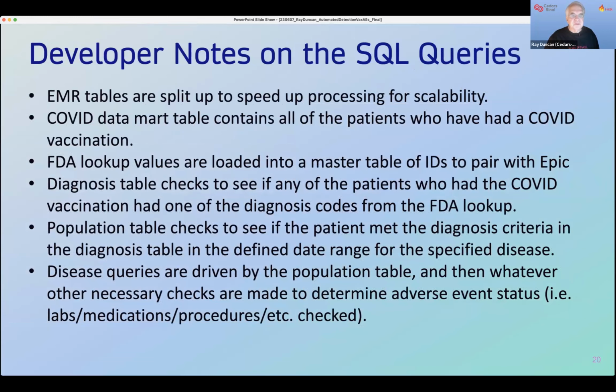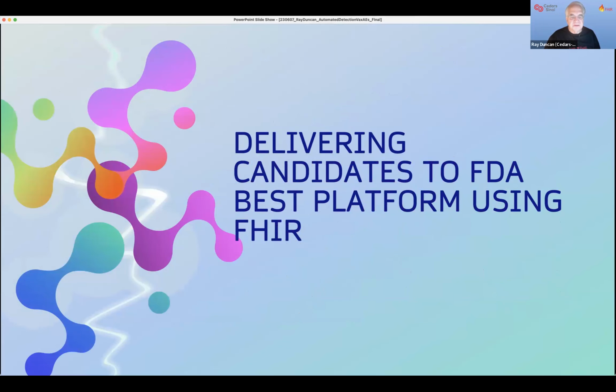The EMR tables are split up. After we marshal the data, after we establish the population, then we create some staging tables for population, for diagnosis, for vaccination, medication, and so on. It's easier to query against, and a lot faster to query against those materialized views than querying against the entire database, which is about 4 million patients and hundreds of millions of encounters.